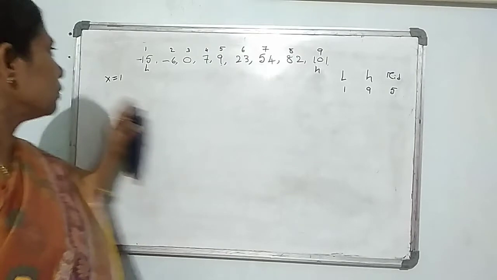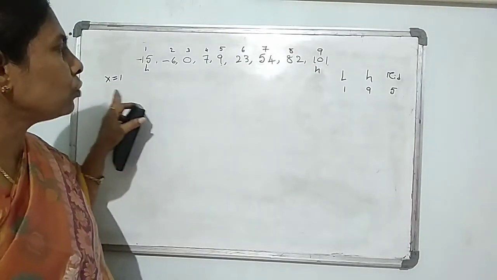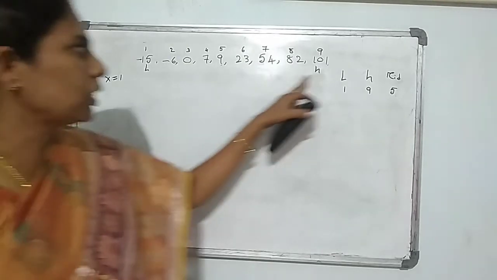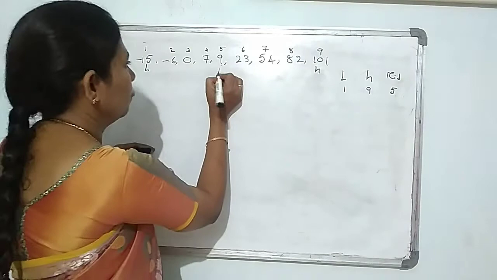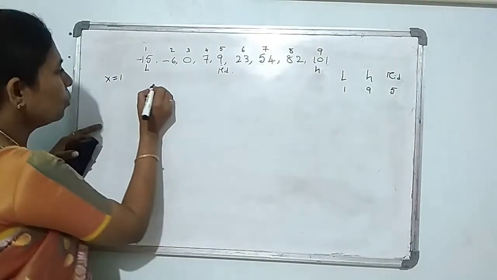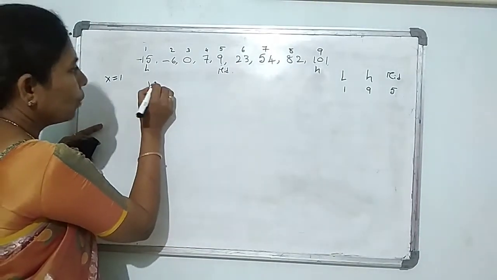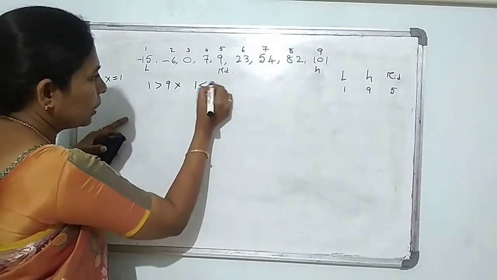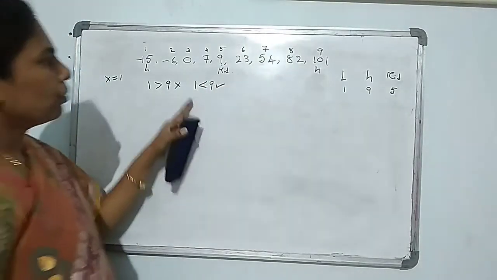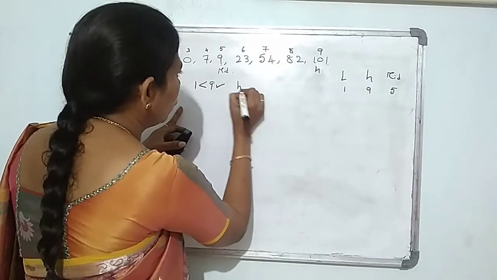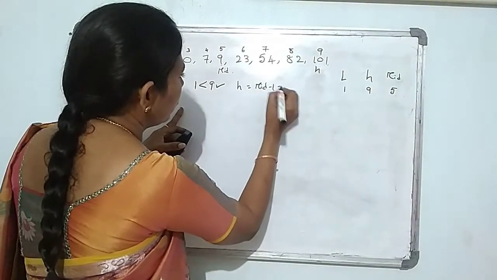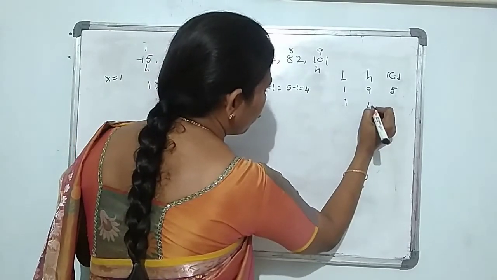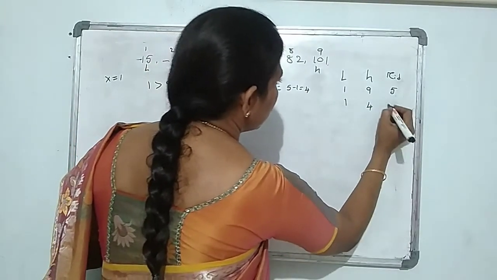Now I am taking the key element x equal to 1. Now you can check whether 1 is within the list or not. So in that low is 1 and high equal to 9 and mid equal to 5. So now you can compare 1 greater than 9. This is wrong. 1 less than 9, this is true. If 1 is less than 9, now you can change the high value. High equal to mid minus 1, that is equal to 5 minus 1, 4. Now low equal to 1, high 4. Now you can calculate mid, this one is 2.